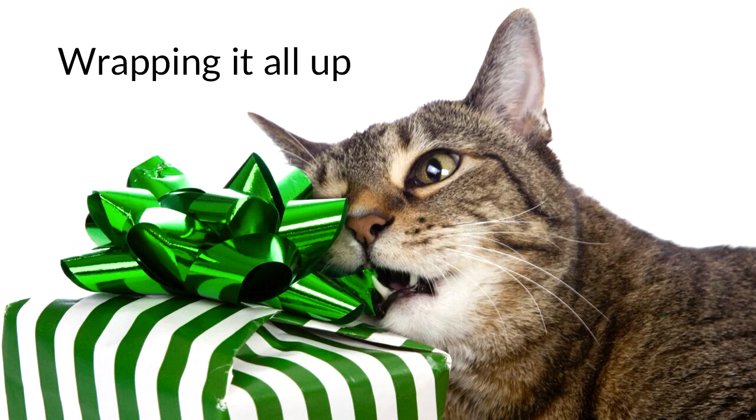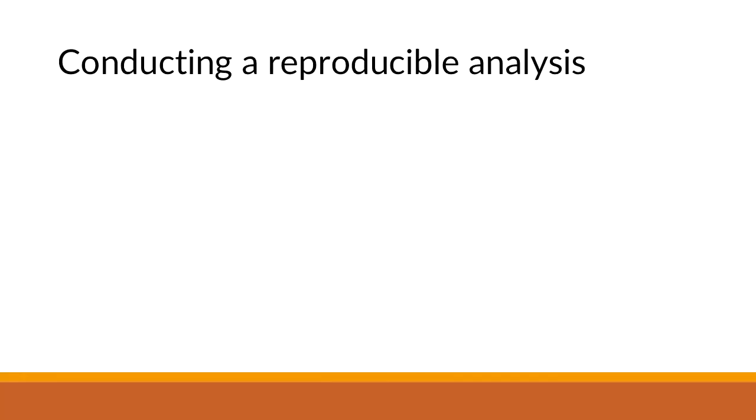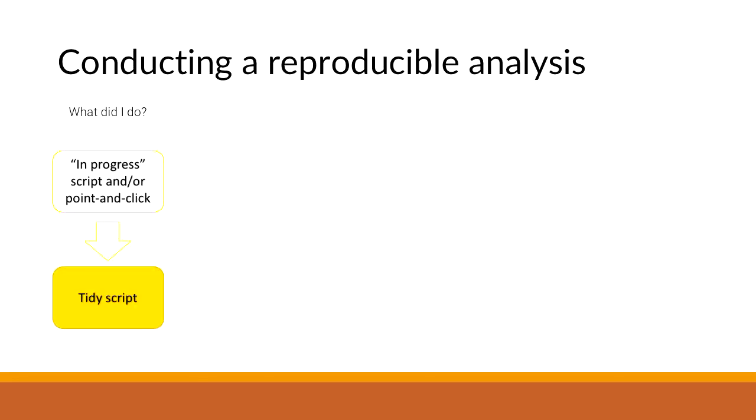Okay, so let's recap everything we've covered about reproducible research in Python. Answering what did I do, with an irreproducible approach, what we'd use is messy, untidy, in-progress scripts, or a lot of point-and-click steps that we can't document. With reproducible research, we use a tidy script, and we also make sure that we put as much of the analysis in code as possible.